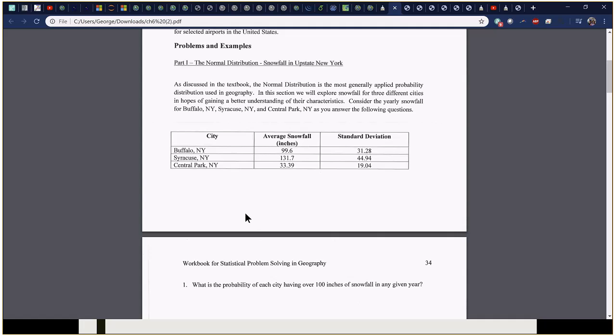So we put 100 minus 99.6, and what's S? Does it say what S is? Oh, 31.28. Yeah. So this is equal to 0.4 divided by 31.28. And what's that number? This is as far as I got on this one.